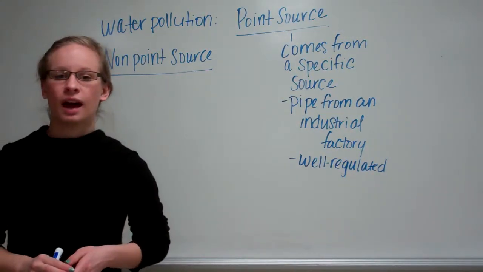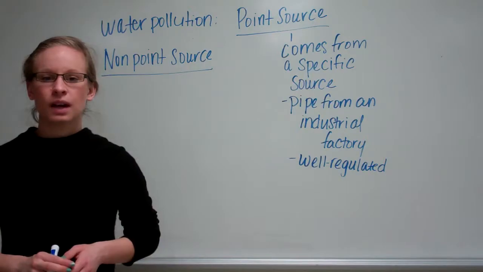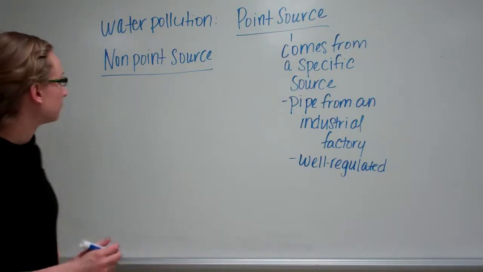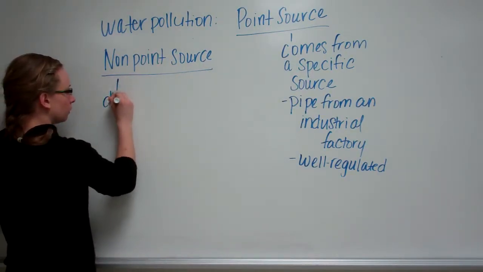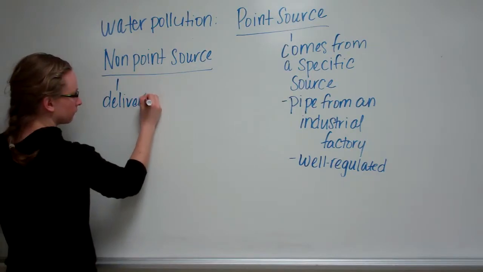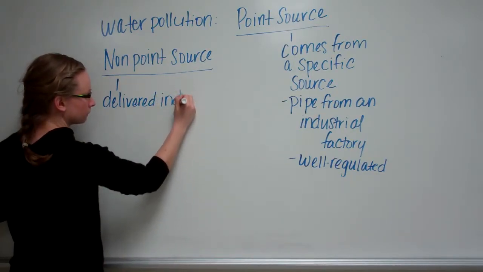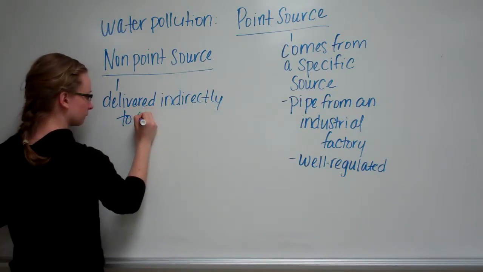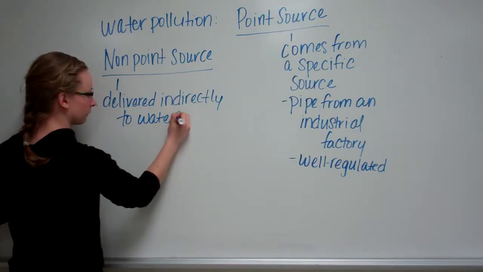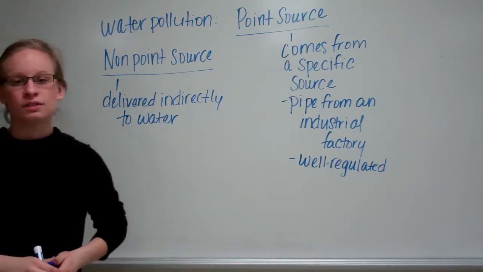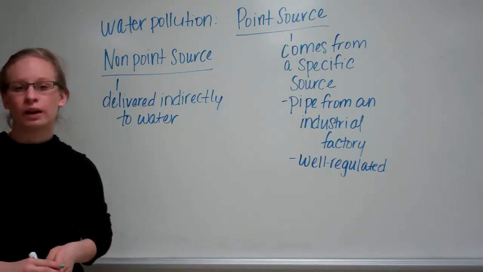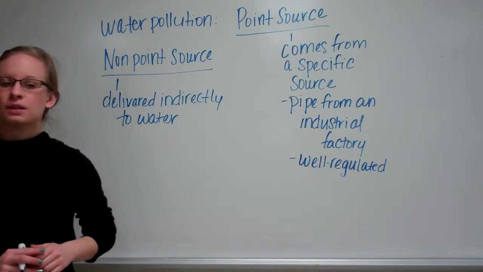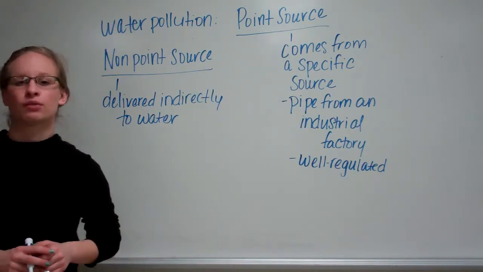In contrast to that, we have non-point source pollution. And so that's when we have pollution being delivered indirectly to our water. Okay, so whereas in point source we could determine the exact location or source of where our pollution was coming from, with non-point source we can't exactly figure out where it's coming from. So an example of this might be runoff of crop fertilizer.